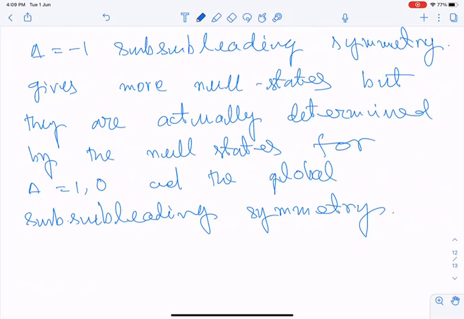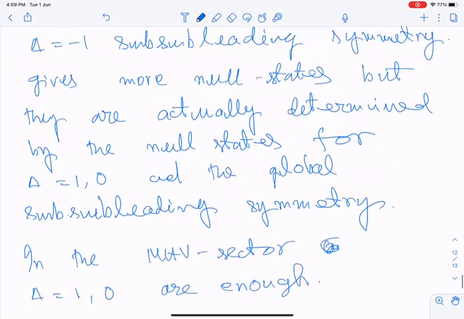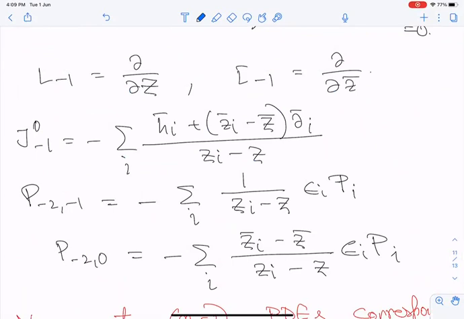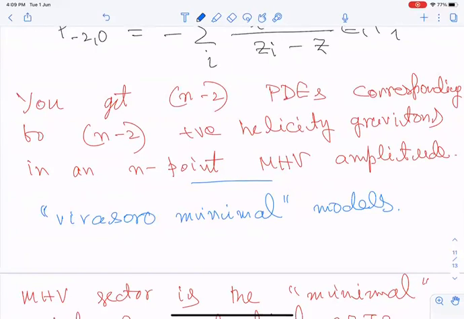So in the MHV sector, delta equal to 1, 0 are enough. I mean, that's what we saw, because the null states for delta equal to 0 and 1 completely fix the amplitude. Once you get the amplitude, you can easily get all the rest of the factorization at delta equal to -1, -2, all these things. Okay, yeah, so I think I'll stop here. If you have any question, you can ask me.